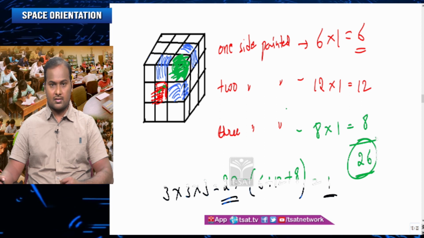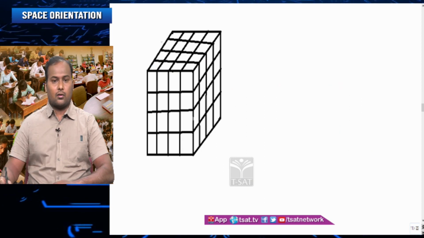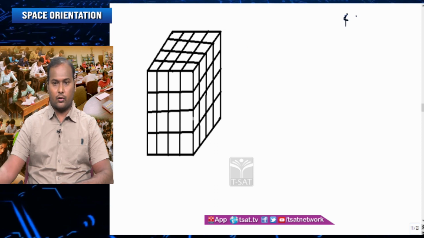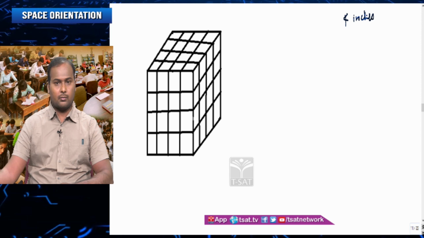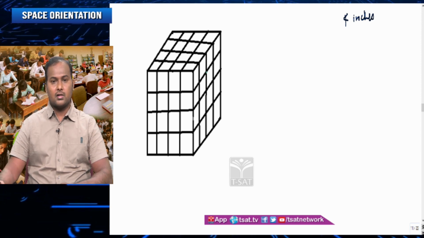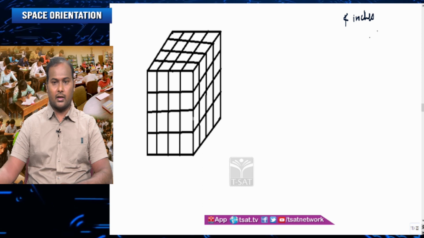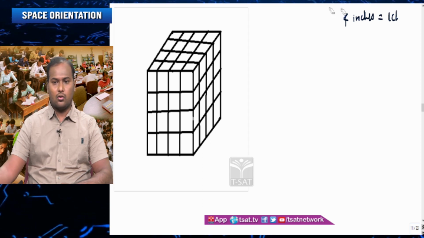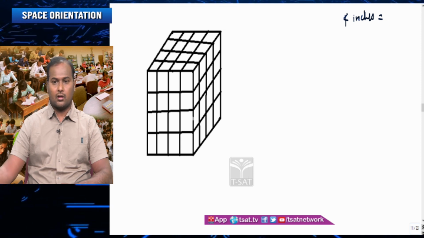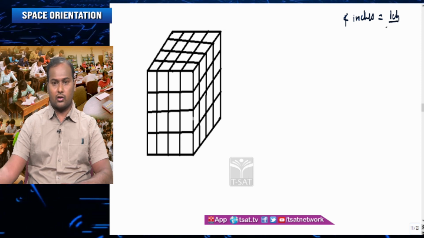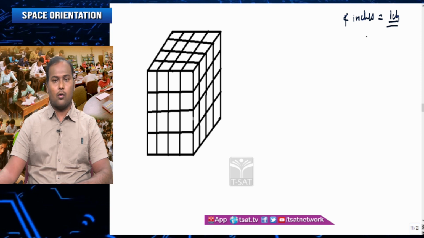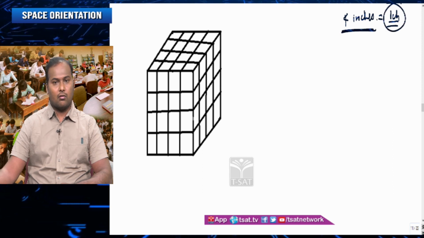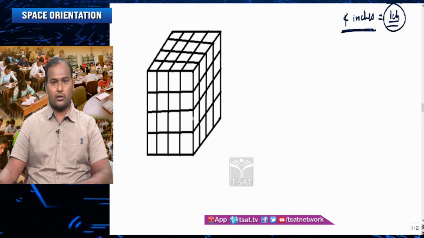See, in this particular question, the question is the same, a cube of 4 inches. Remember, a cube of either 4 inches or 4 centimeters, it doesn't matter. A cube of side 4 centimeters is taken and cut into 1 inch size. Then total how many small cubes are possible? So here we are taking 4 inch and cutting into 1 inch. So total how many small cubes are possible?